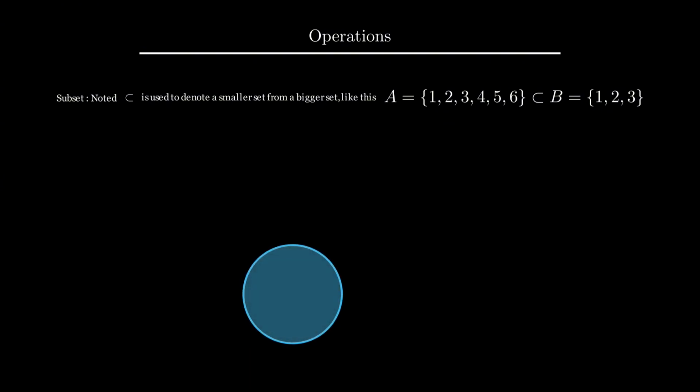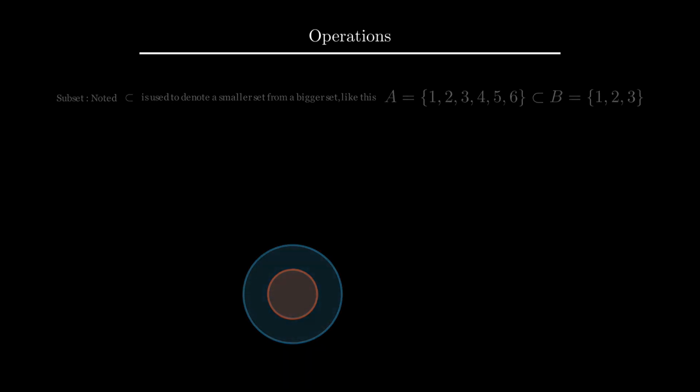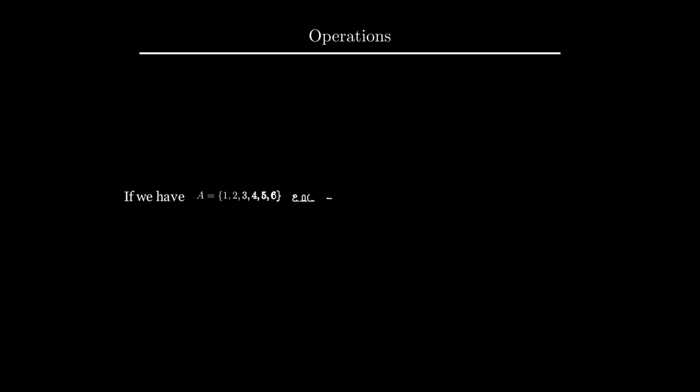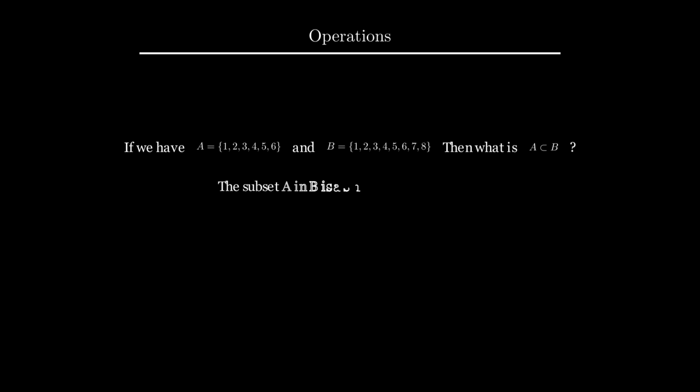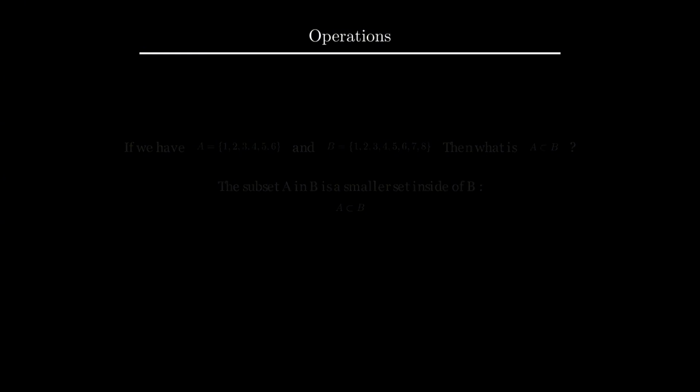It is important to also talk about subsets. It's like a smaller set inside a bigger set. Notice how the inner circle is like a subset to the outer circle. Now, if we have A containing all the digits from 1 to 6 and B containing all the digits from 1 to 8, then what is A subset of B? Actually, this time there is nothing to change since the notation is already done in the question.